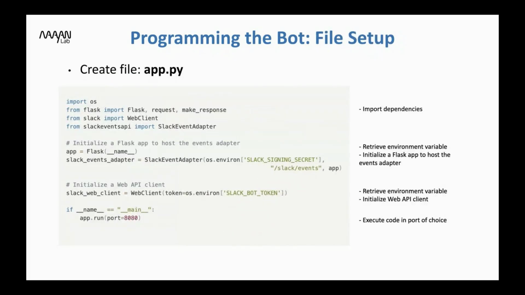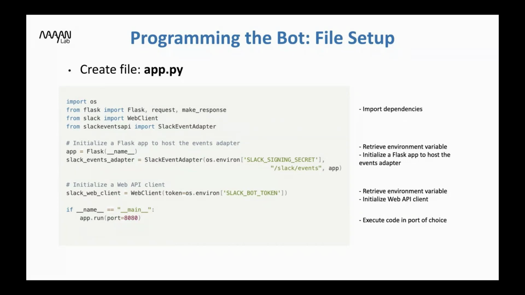So next thing you're going to want to do is create an app file. So we have to first set up this application to be able to handle events from Slack. So if you copy these pieces of code, the first section is basically just importing the different dependencies. And then the next part is going to initialize a Flask app to host the event server. And then the last part is going to initialize a web API client. And then you're also going to just want to execute the code on whatever port you decide.